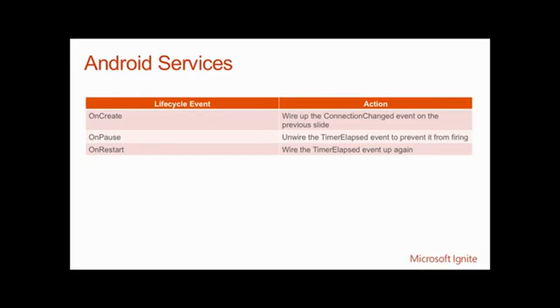So a fair bit to digest there, and a lot of detail. I've mentioned here some of the other lifecycle events where we should also be tidying things up. If I take the example of pause and restart, on pause we should really be unwiring that timer elapsed event so that it's not trying to trigger when the app is suspended. And then on restart we should be wiring that back up again.